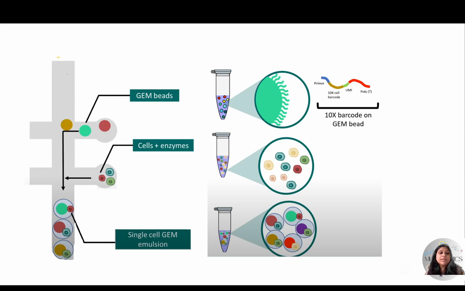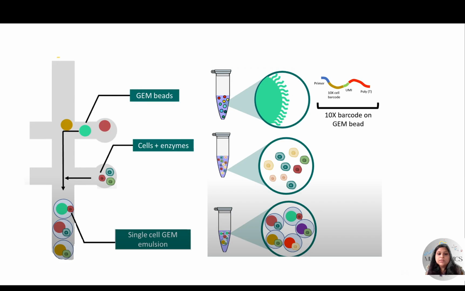Now, this is the apparatus. It's filled with liquid base, and here it is a single gem emulsion where you have a single cell. Here, these are the single cells. So the cells and the gem beads come from here. The gem beads come from here, and the cells come from here, and they combine, and then they make this cell and gem emulsion. So when you look deeply, you see there are so many populations of cells, and each cell is actually inside a gem.